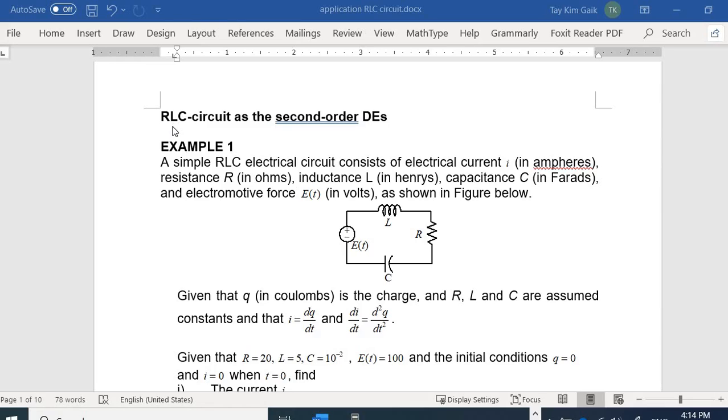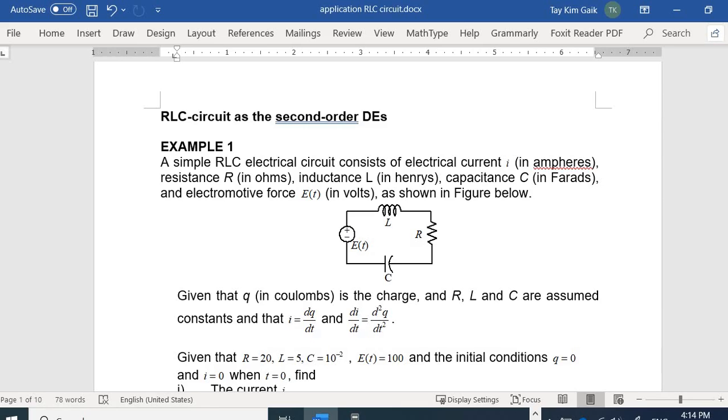Good afternoon. Today we are going to learn the RLC circuit, which can be modeled as a second order differential equation. For example, this RLC circuit with R equal to 20 ohms, L equal to 5 Henry, C equal to 10 to the power of negative 2 farads. E(t) is 100. In the initial condition, at t = 0, Q equal to 0, I equal to 0.